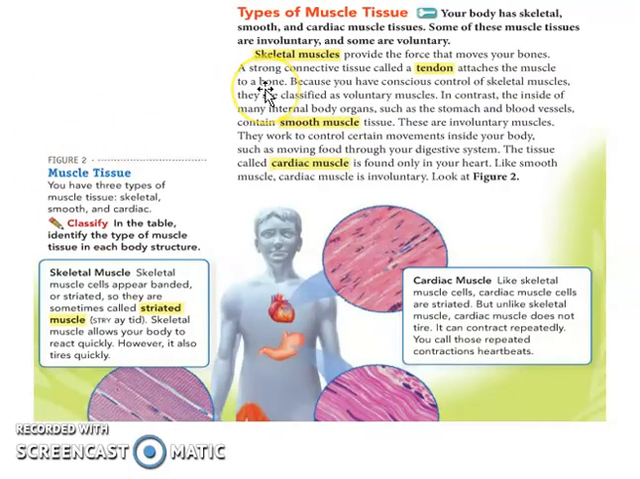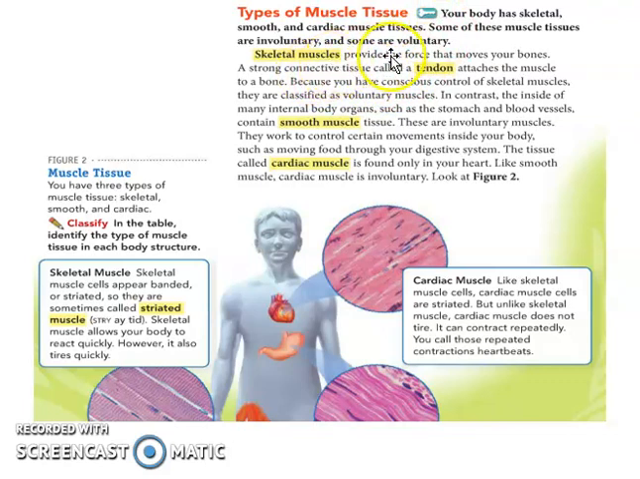Now, let's discuss the types of muscles. Okay, your body has skeletal, smooth, and cardiac muscle tissue. What is the difference, by the way, of tissue to muscle? Muscle is composed of different tissues. Okay, don't forget. So let's discuss the types of muscle tissue.